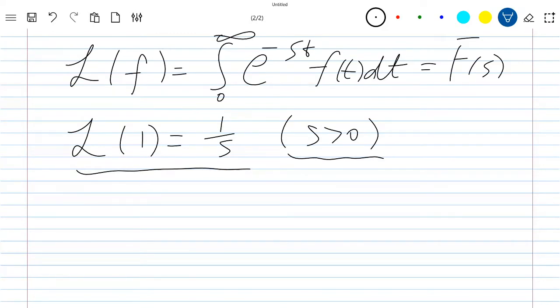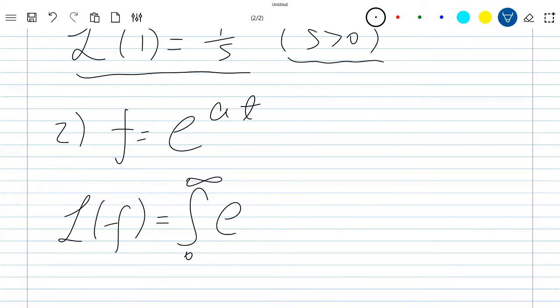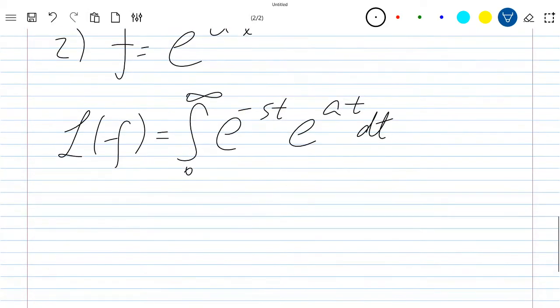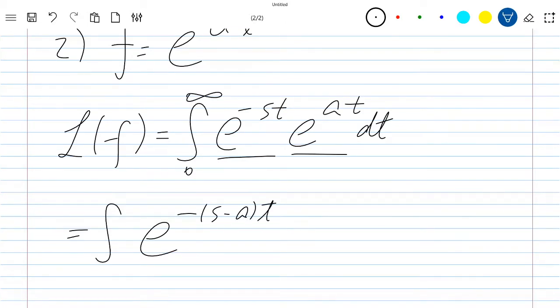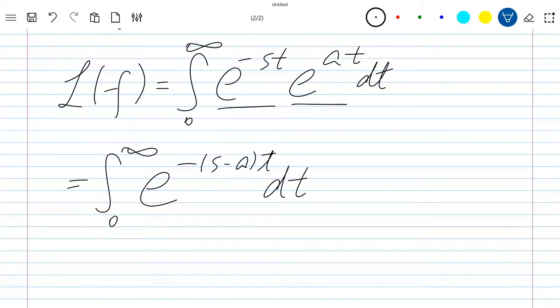Let's see another example. f equals e to the at, where a is a constant. So let's see what that is: the integral from 0 to infinity of e to the negative st times e to the at dt. The best way to do it is not to regard them as a product, but as a single term. Why is this good? Because this is just like our new s. Remember what we had in our last example.